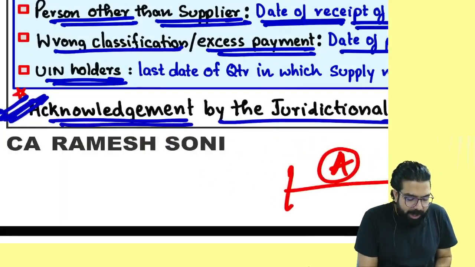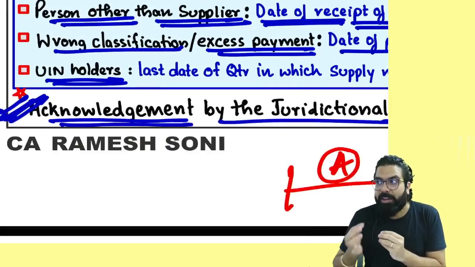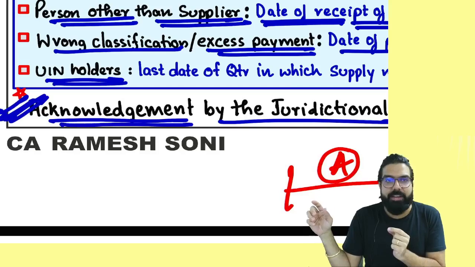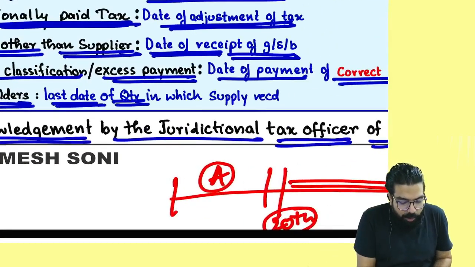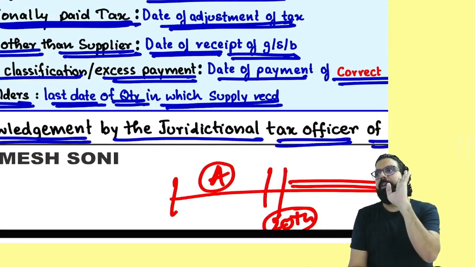The next is, if you are a UN body holder, whatever they purchase, whatever tax they pay on that, can they claim a refund? Yes or no? So for that, they are saying the last day of the quarter in which the supplies were received, from that day they should apply within 2 years.